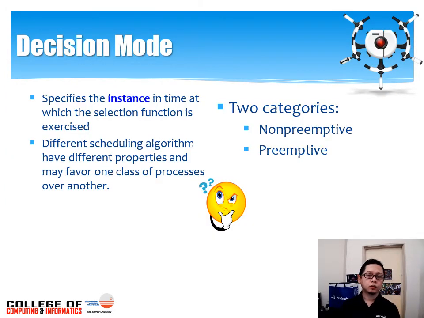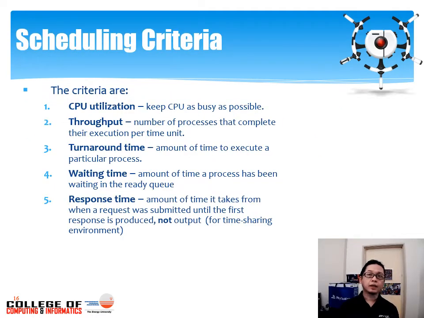Generally, there are two categories of decision that need to be made by the short-term scheduler, which is whether to use the non-preemptive method or the preemptive method. This actually specifies how the scheduling algorithm will work. We will look at these two categories of short-term scheduler in the following section. So before that, let's look at the scheduling criteria for each of the methods.